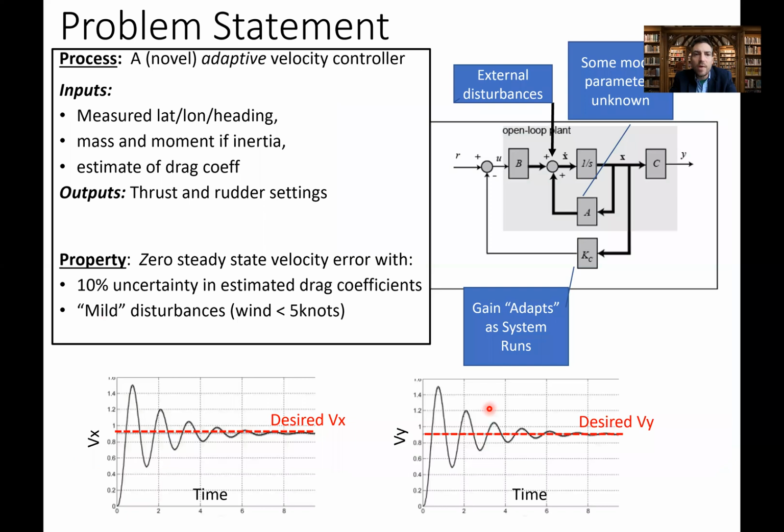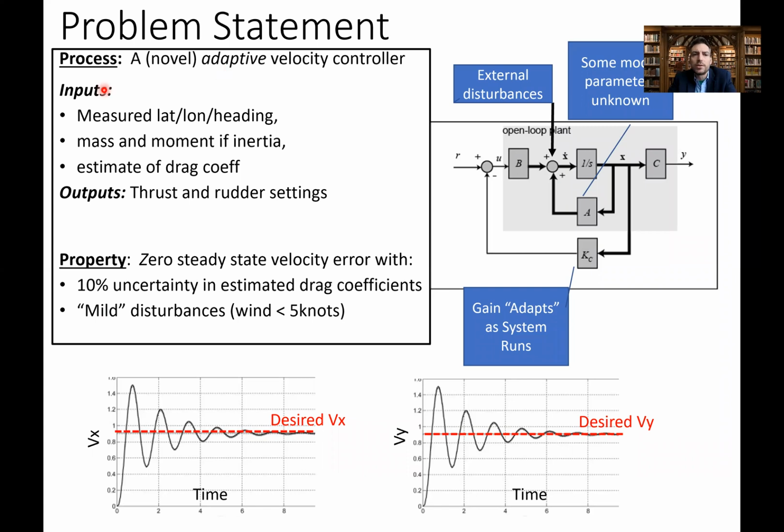So that led me to my problem statement. Every research problem involves studying some property of a particular process. So in my case, the process I'm going to look at is a novel adaptive velocity controller for USVs. Anytime I have a control law or an algorithm, I could think about what are the inputs, what is the known information, what are the outputs.